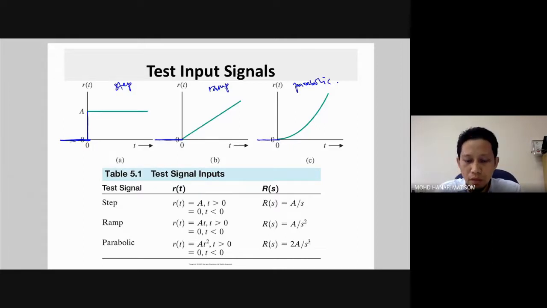Okay. So when you put it in the S domain or frequency domain, your step input is A over S, the ramp is A over S squared, and the parabolic is 2A over S cubed, S to the power of 3. So let's say we have unity step, unity ramp, unity parabolic. What you have is 1 over S, 1 over S squared, 2 over S cubed. Okay. All right. Next one.